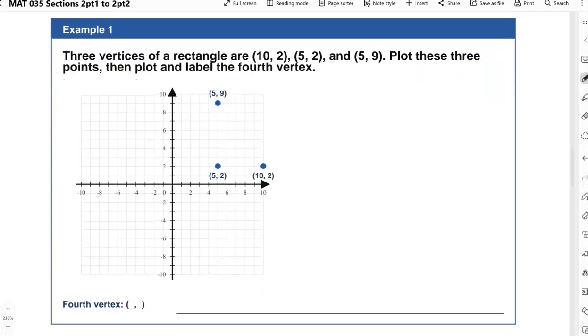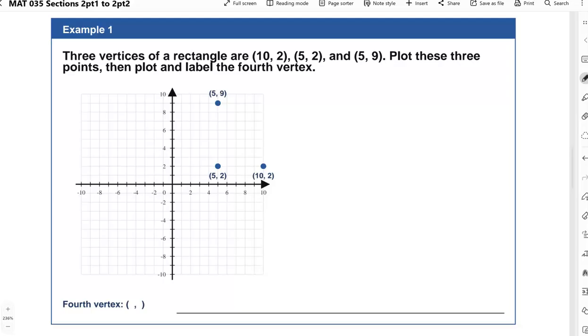So let's look at another example. We have 3 vertices of a rectangle at (10, 2), (5, 2), and (5, 9), and we've got the points plotted. They want us to find the label for the 4th vertex.